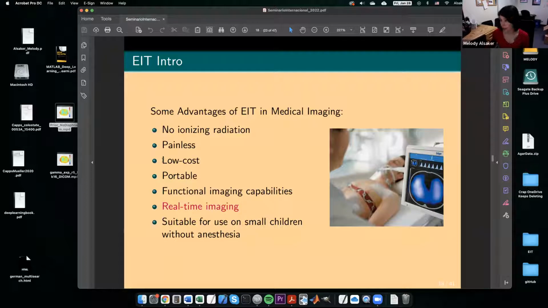An MRI machine has a price tag of around $1 million US, whereas an EIT machine has a price tag of around 50 to 80,000 US dollars. So it is significantly cheaper than an MRI machine. It's also portable. So an EIT scanner can be moved to the patient's bedside.